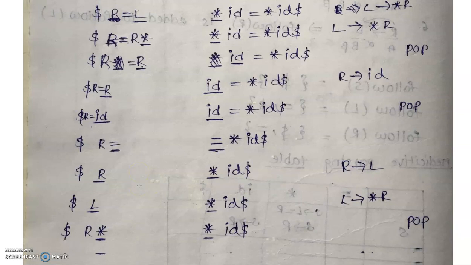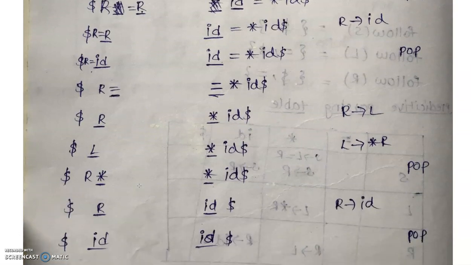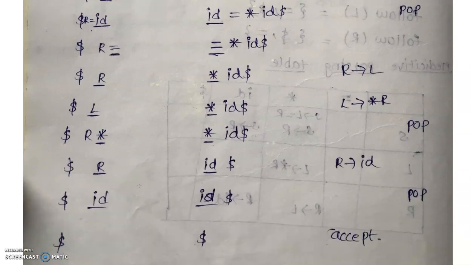Once cross checked with the parsing table and the derivation, in this manner we construct a predictive parsing table and the predictive parsing derivation also.